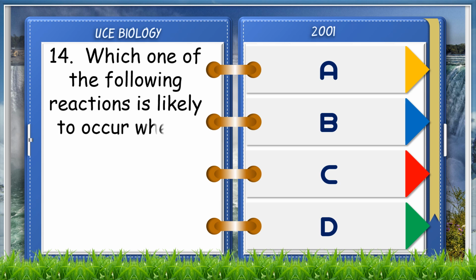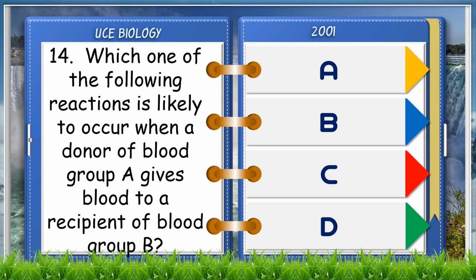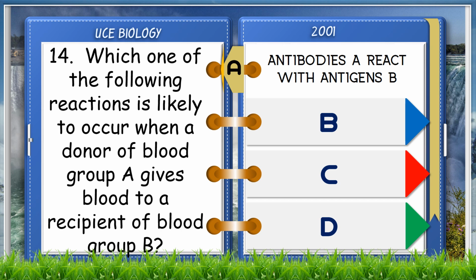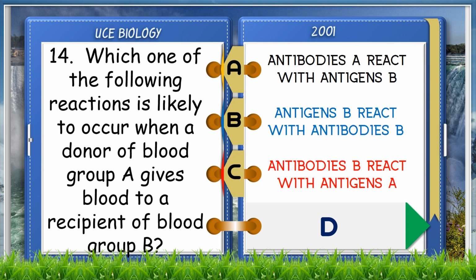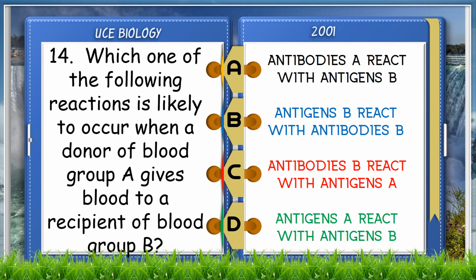Which one of the following reactions is likely to occur when a donor of blood group A gives blood to a recipient of blood group B? A. Antibodies A react with antigens B. B. Antigens B react with antibodies B. C. Antibodies B react with antigen A. D. Antigens A react with antigens B. The answer is B. Antigens B react with antibodies B.